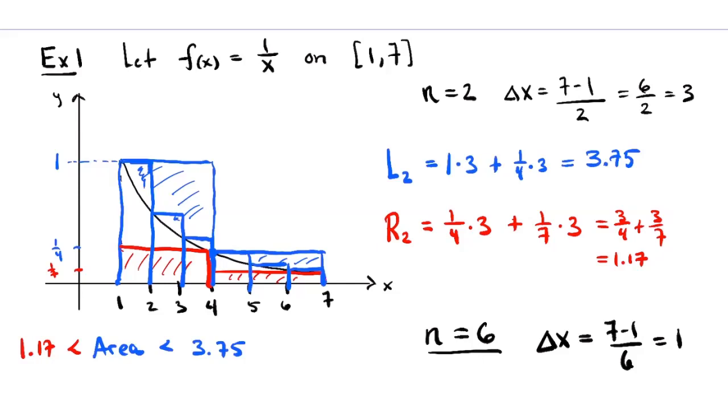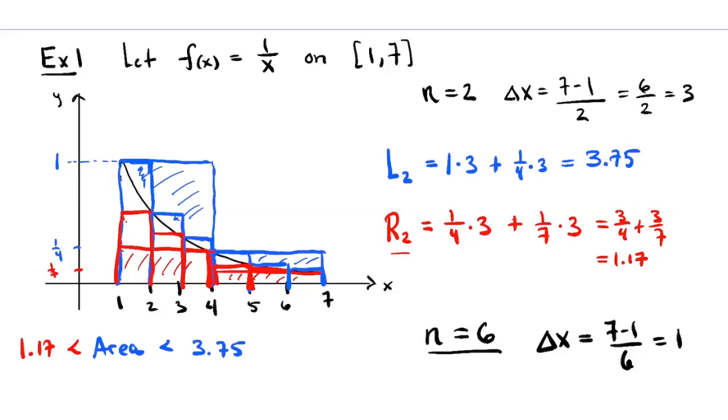If I were going to draw in the 6 rectangles for the right hand, well, I just have to draw red rectangles whose heights everywhere are at the right endpoints. So in each subinterval, I go right. So sort of a crummy hand-drawn picture, but then that would be a way to calculate our R6.